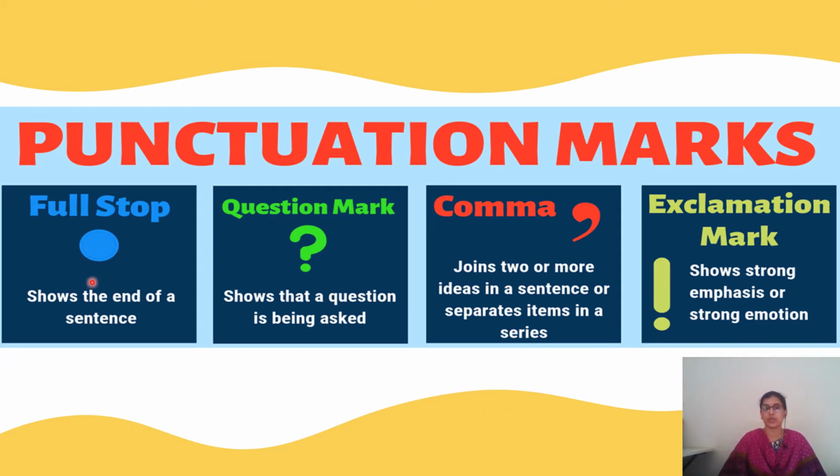The first punctuation mark is a full stop, which is nothing but a dot. We use this punctuation mark at the end of the sentence. It shows the end of the sentence. When we convey some information through writing and we have completed sharing whatever we wanted to share, then towards the end of that sentence, we keep this dot, a full stop, to show that the information has been conveyed completely.